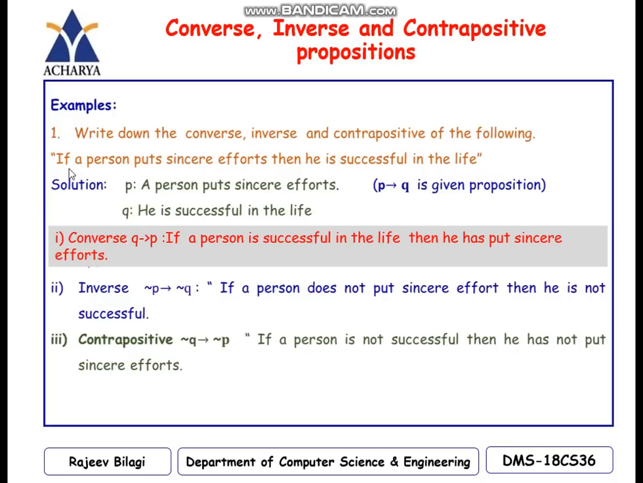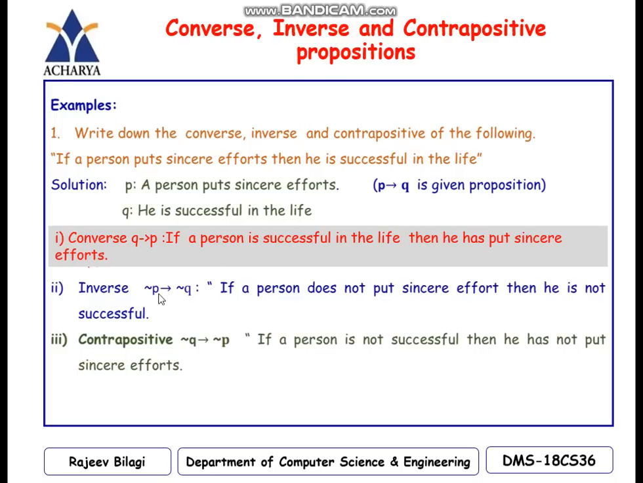So that is if P then Q. If P then Q is the given proposition. For this, what is the converse statement? The converse statement is Q then P. How would I write that in words? If a person is successful in life, then he has put sincere efforts. This is how I can write that particular statement.